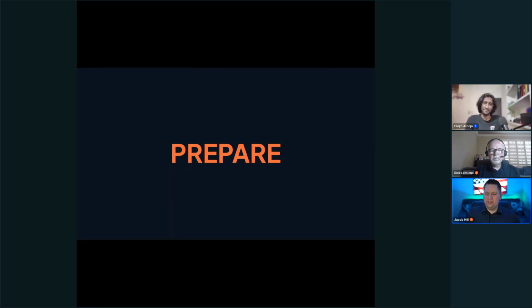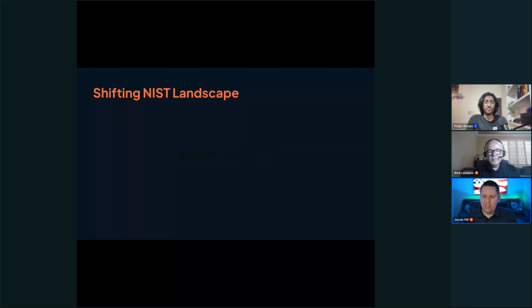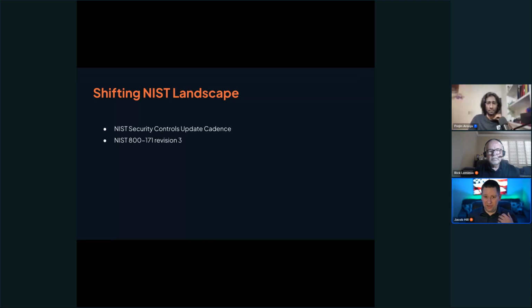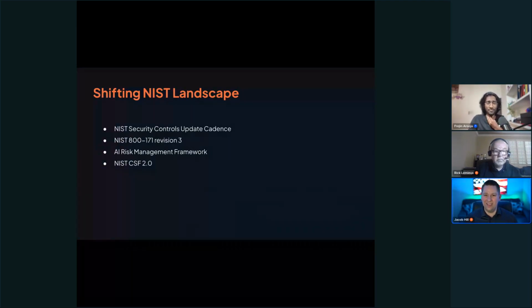And so, like I said, there's been a lot of changes happening in the NIST landscape. We have the NIST security controls update cadence. What's interesting about this is for the longest time, NIST has been releasing very large PDF documents, and they would release updates to those maybe every few years. And now they have an online tool that will allow you to actually increase the updates. They'll be more frequent, but smaller. And then we'll talk about 800-171, the revision 3, and then dive into the AI risk management framework, understand exactly what that is and how that can help you. And then we'll be talking about NIST CSF 2.0.